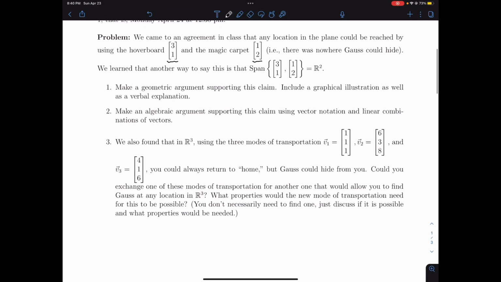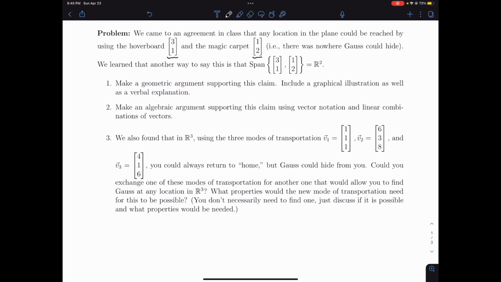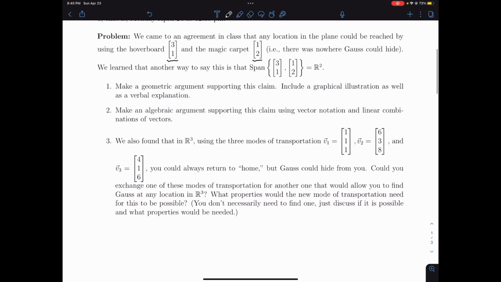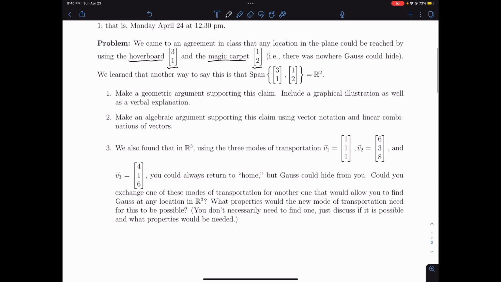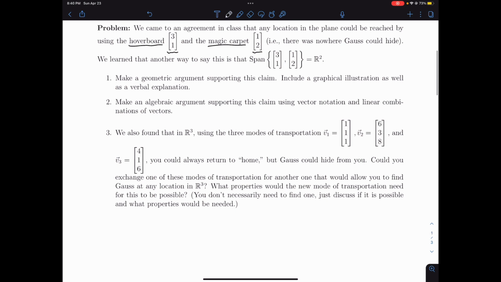All right, so this first video problem is just a continuation of in-class problems thus far. We have means of transportation via a hoverboard and a magic carpet, and their movements are described by these vectors. We deduced that these vectors span the space, so the span is all of R2.